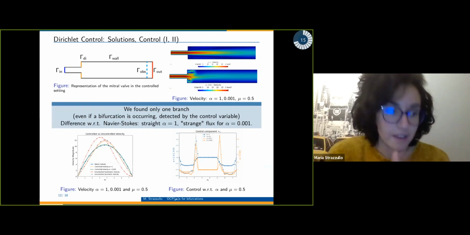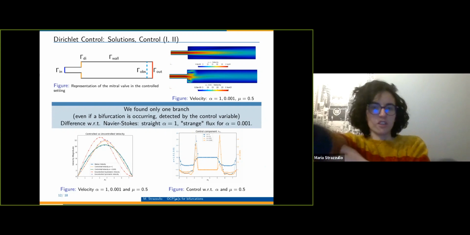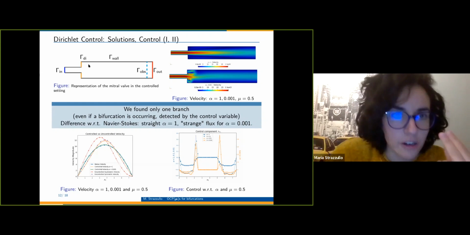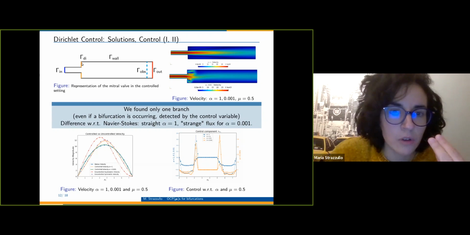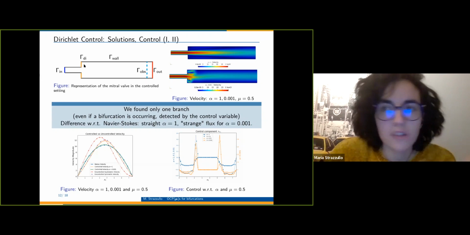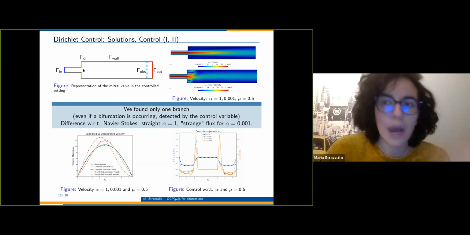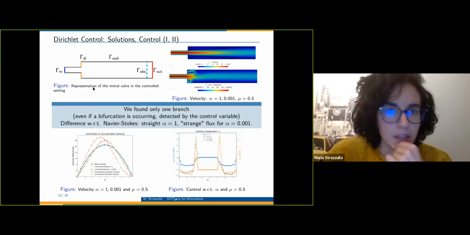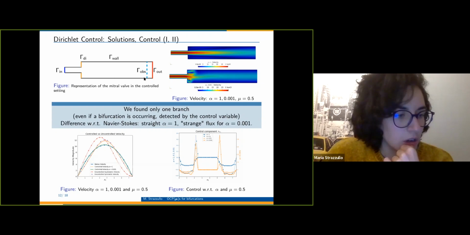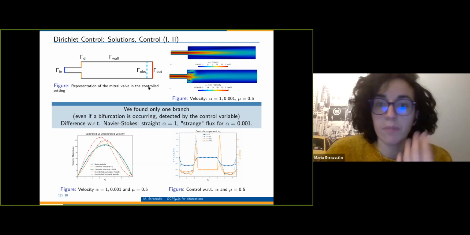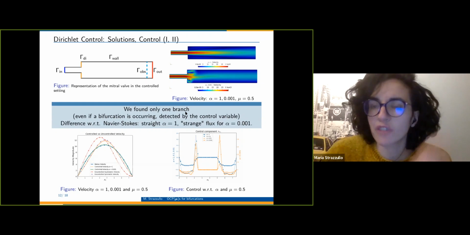Now the best case scenario. So this is the Dirichlet control. Basically here, the control allows the flux to do whatever it wants in these two portions of the boundary. So it can go out and it can be injected, okay? Now we always wanted the Stokes flux here at the end of the channel. And what happens here is that we can find only one branch for each parameter.